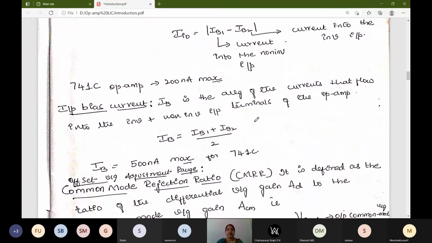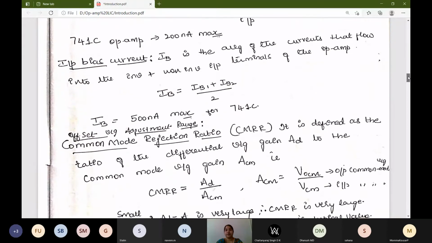Next we have input bias current. It is represented as IB. IB is nothing but (IB1 plus IB2) divided by 2. So it takes the same currents here. Whatever currents we have used, the same are used here, and it is called input bias current, and its typical value is 100 nanoamps.